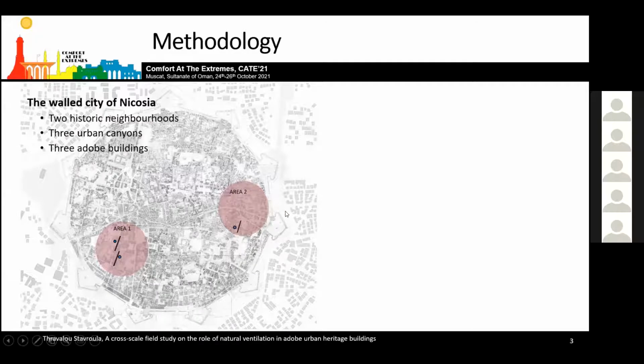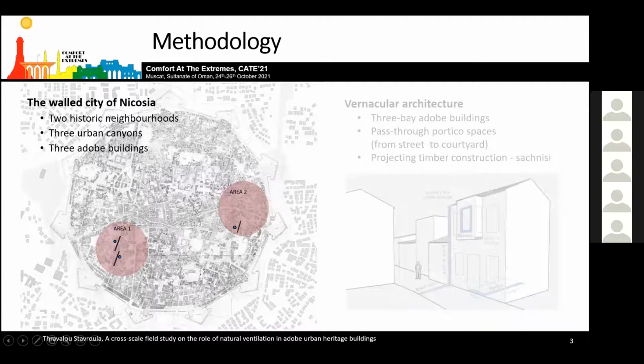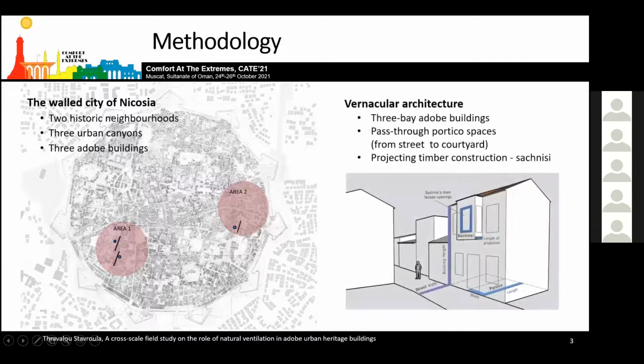The focus is on 2 characteristic elements of vernacular architecture in the Mediterranean and across the Balkans. The central pass-through space portico, which is the central part here of a 3-bay arrangement building that connects the street with the courtyard, and the timber projecting volume with multiple windows, which is usually located in the first floor of the building, right here.